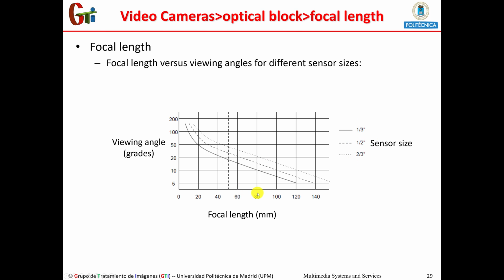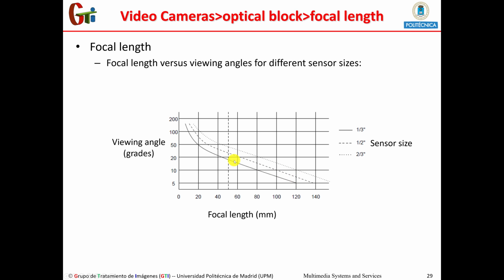So we can see that for a specific focal length, depending on the sensor size, we have different viewing angles, and the viewing angle is higher if the sensor size is higher. There is another interesting observation from this graphic. If you see, there is a linear behavior in such a way that if we increase the focal length, we are decreasing the viewing angle, the so-called zoom factor.